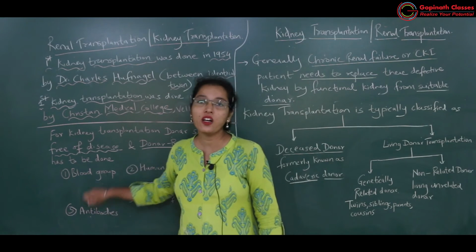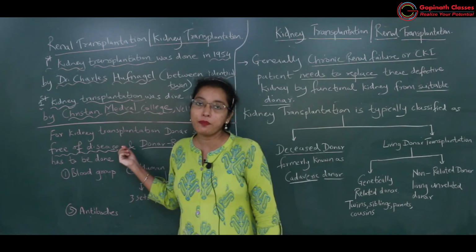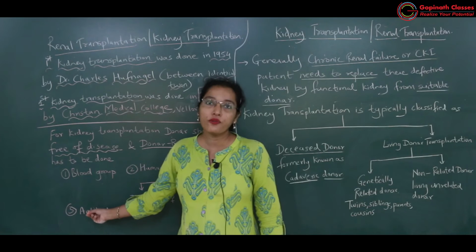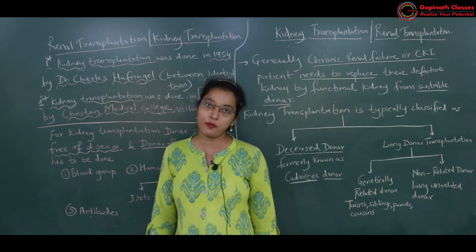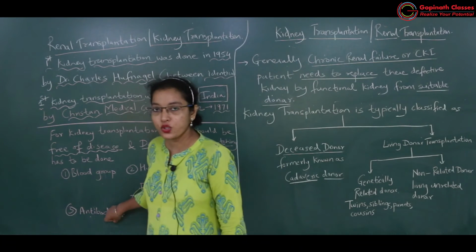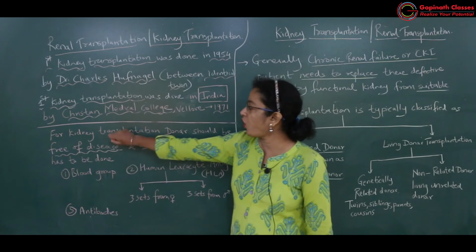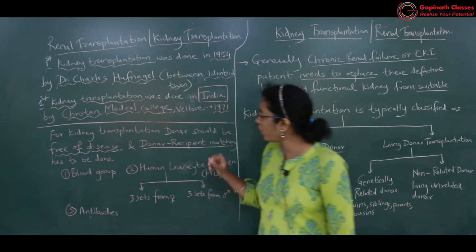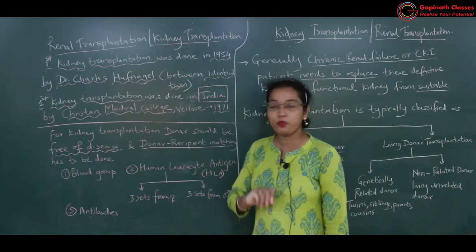Okay, even whether the recipient has any disease or not, to check that also we have to first check the antibodies which are present in the recipient's blood also. Got it? So, for kidney transplantation, the donor should be free of disease and donor-recipient matching has to be done.